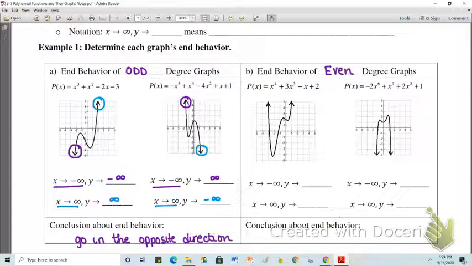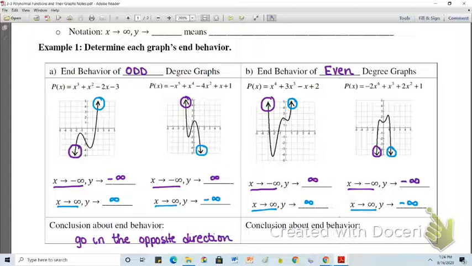So if I come over here and I look at the even degree function, so as x goes to negative infinity, what's it doing right here? So as x goes to negative infinity, y is going to infinity. It's going up. Then if I look at the right side of the graph, as x goes to infinity, y is going to infinity as well. Over here, the left side, as x goes to negative infinity, y is going down, so that's negative infinity. And as x goes to infinity, y is going down, so that's negative infinity.